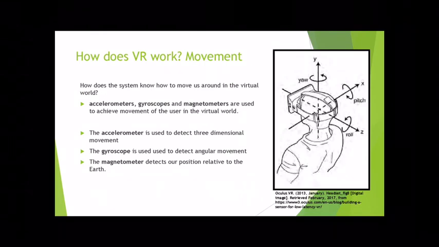How does VR work: movement? How does the system know how to move us around in a virtual world? Accelerometers, gyroscopes, and magnetometers are used to achieve movement of the user in the virtual world. The accelerometer is used to detect three-dimensional movement. The gyroscope is used to detect angular movement. The magnetometer detects our position relative to the Earth.